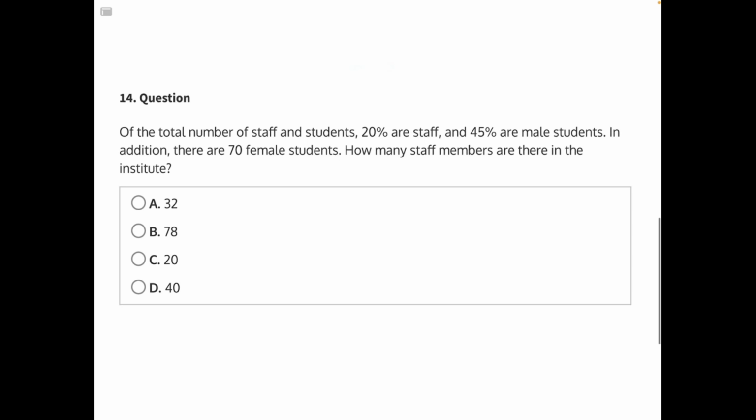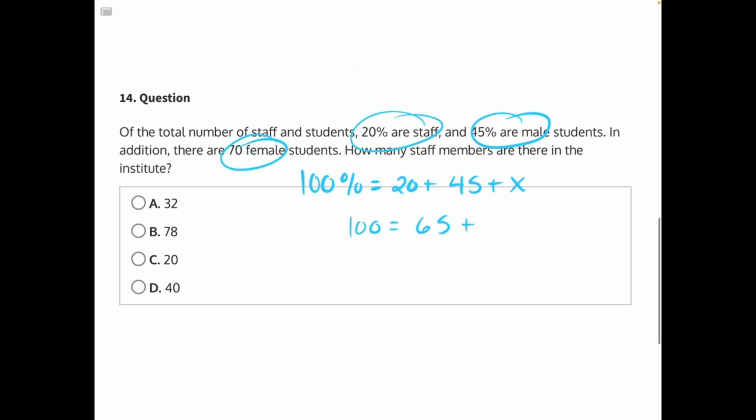So if we have 100%, that would equal 20% of the staff plus 45% of the male students plus whatever the percent of female students is. So that would be X, an unknown, right? So we can start to solve. We can do 20 plus 45, which gives us 65 plus X, and then we can subtract 65 from both sides.